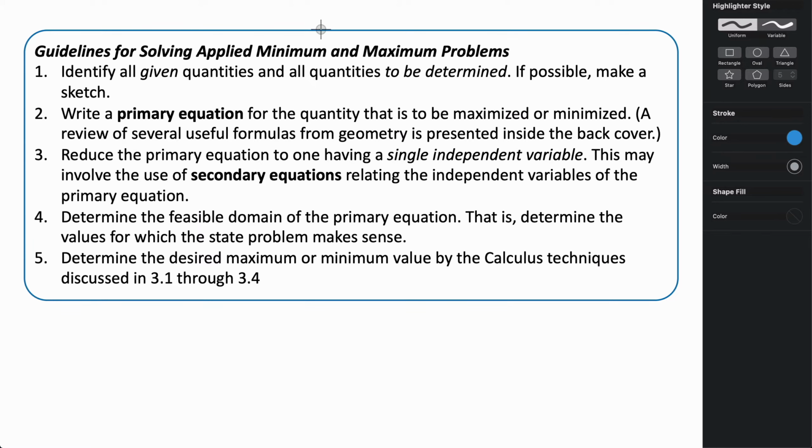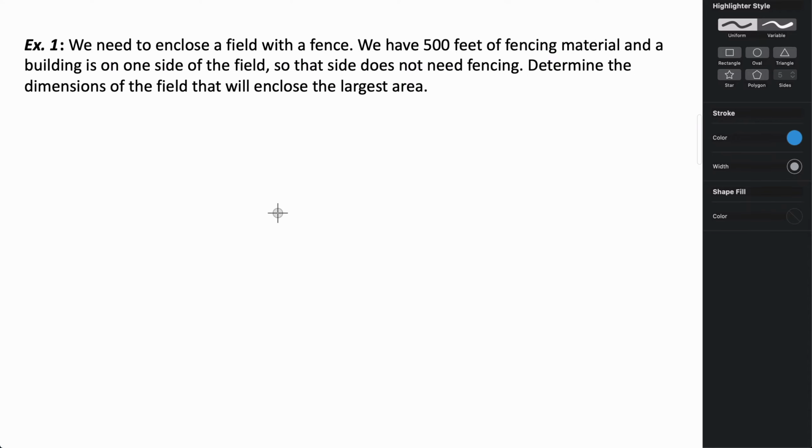So go ahead and you can read through these guidelines. They're also listed on your notes page. But we're going to work through some examples of optimization problems.